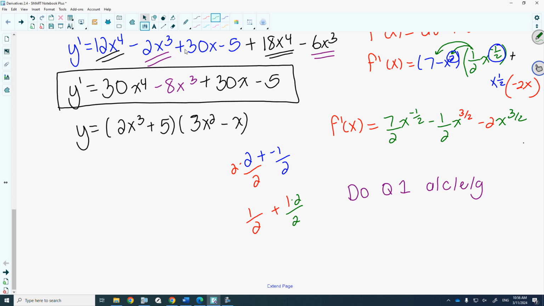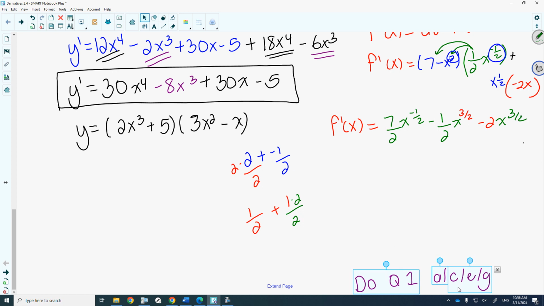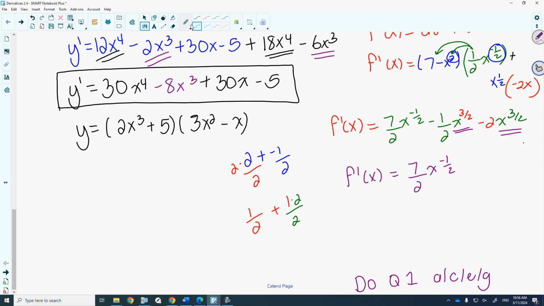Okay, from here, let's add our like terms. So our like terms would be this x and this x can go together. So f prime of x is equal to 7 over 2x to the negative 1/2. Now I've got negative 1/2 minus 2. So negative 1/2 minus 2. So negative 1 minus 4 will give you negative 5 over 2.